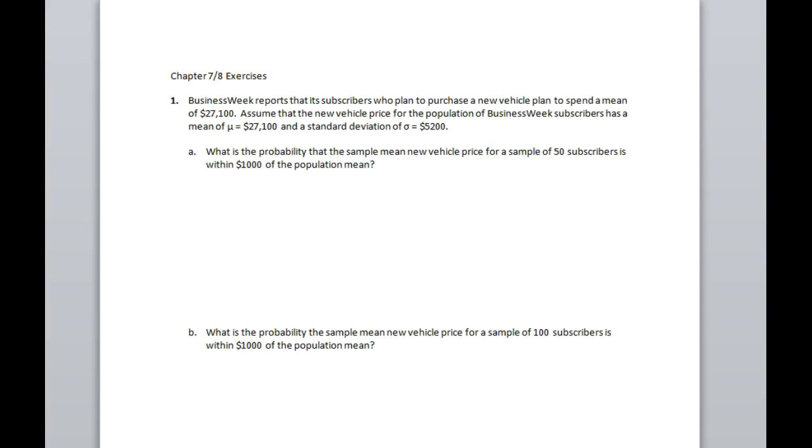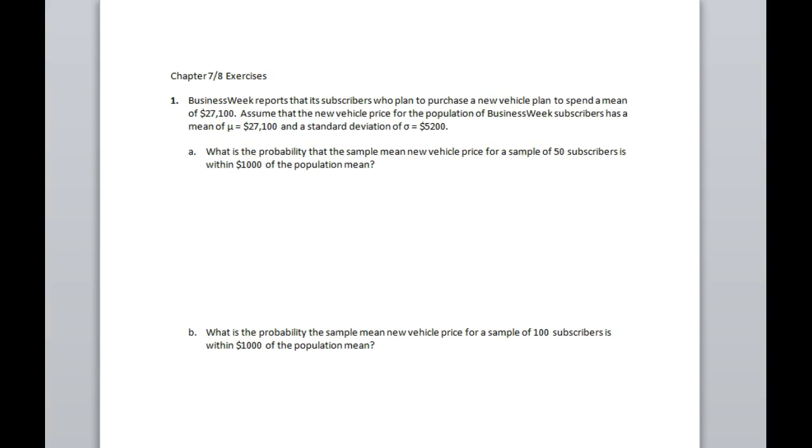Number 1. Business Week reports that its subscribers who plan to purchase a new vehicle plan to spend a mean of $27,100. Assume that the new vehicle price for the population of Business Week subscribers has a mu of 27,100. So that's an assumption that we're making. And a standard deviation of sigma equal to 5,200. What is the probability that the sample mean new vehicle price for a sample of 50 subscribers is within $1,000 of the population mean?